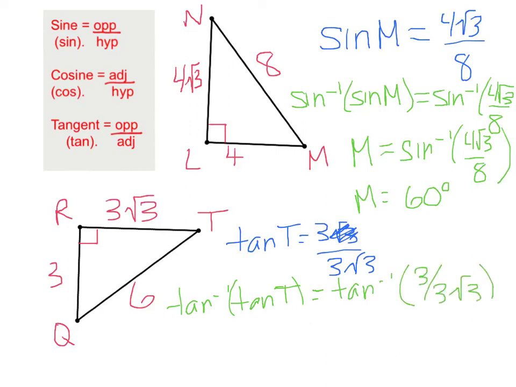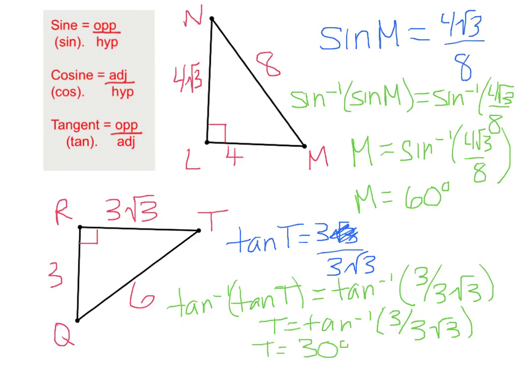Okay, again, what this means, these cancel each other out. The inverse tangent and tangent cancel. T is equal to the inverse tangent of 3 over 3 root 3. So what angle measurement has this tangent? And we know from special right triangles that it's 30. In the next video, we're going to talk about how to use our calculator to help us when they're not special right triangles.